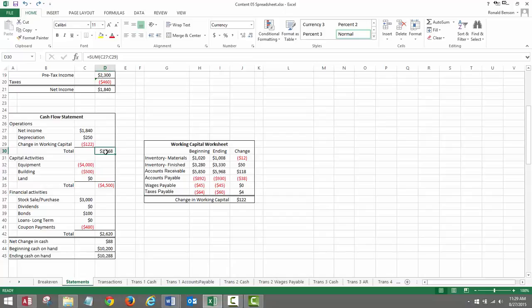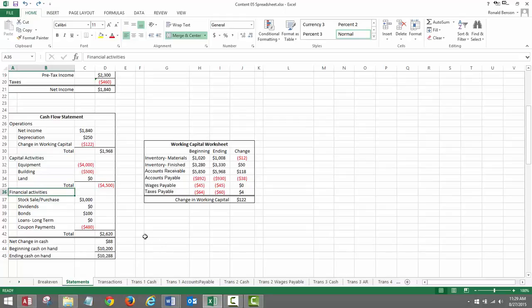We add these three, an increase here, a decrease here, an increase here, we get a net change in cash of $88 for this time period. Our beginning cash in hand was $10,200. We had $88, and our ending cash on hand then is $10,288.